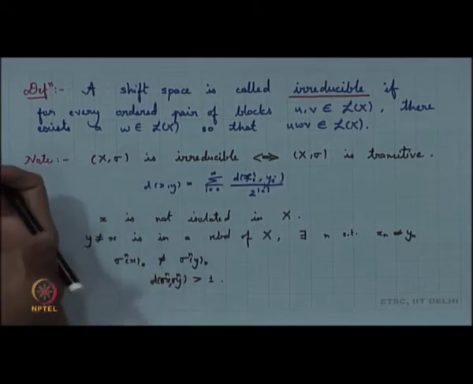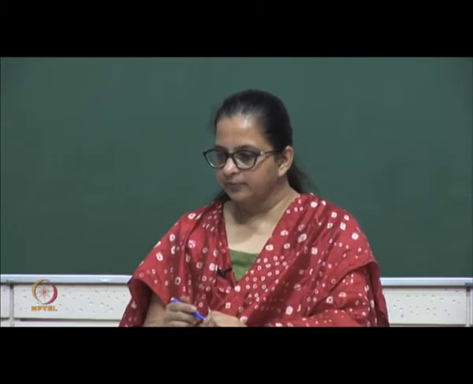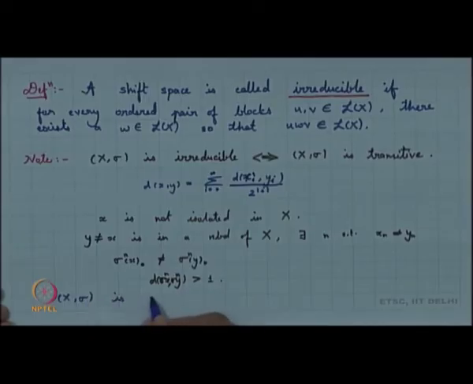So, any subshift which is perfect, which does not contain any isolated points, will always be sensitive. So, what we deduce from here is that X_sigma is sensitive, and not only sensitive, its sensitivity constant is 1.